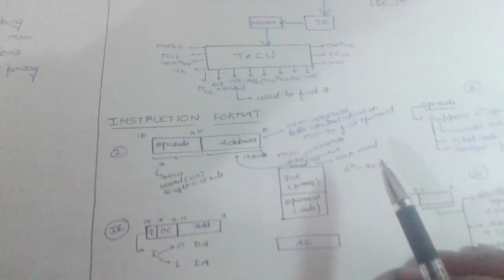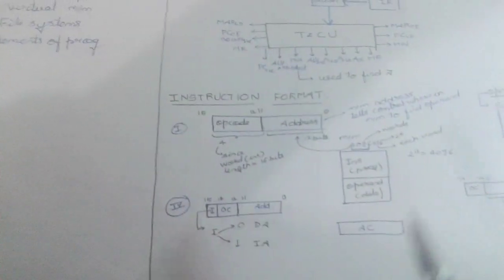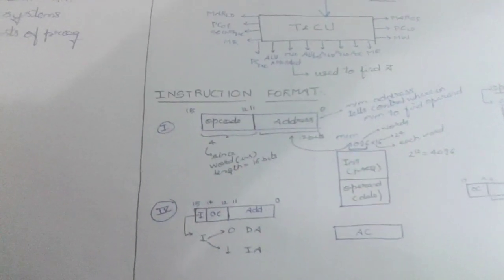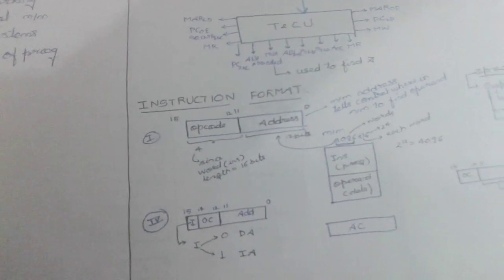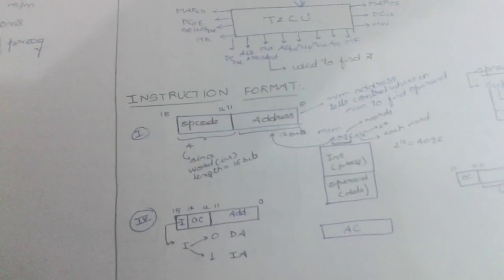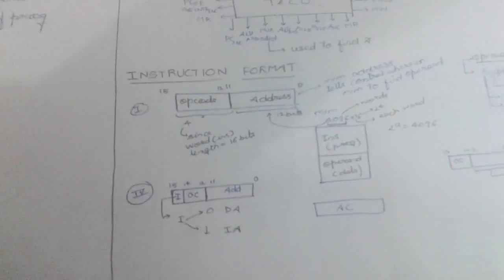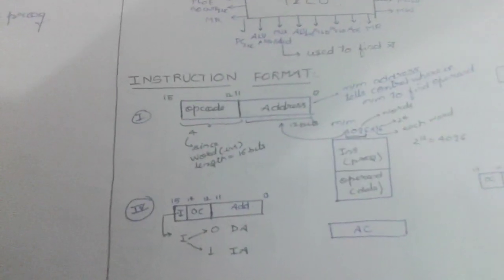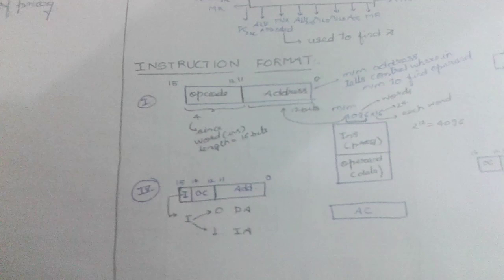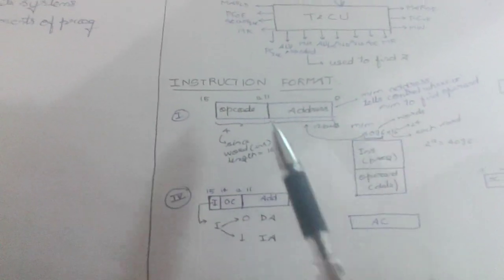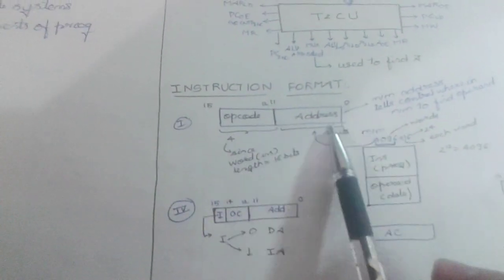Now we will talk about instruction format. We know what an instruction is. An instruction is basically the task that we give to a CPU or a computer to perform. An instruction basically has two parts. One is called the opcode, the second is called the address field.